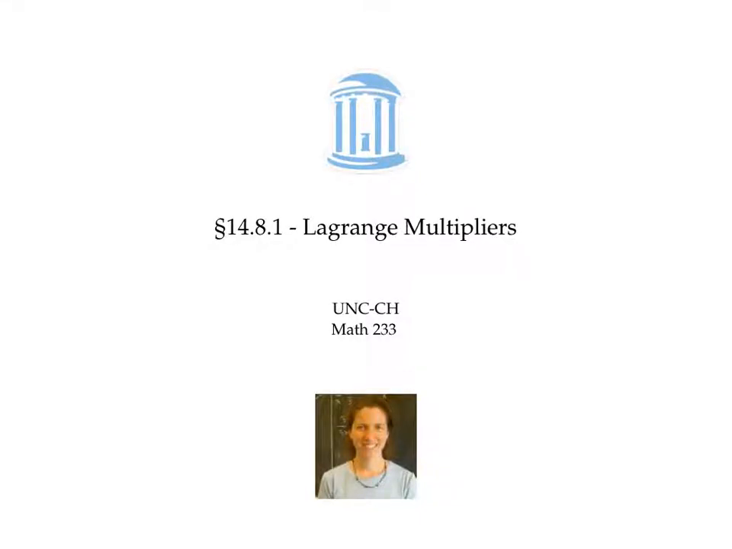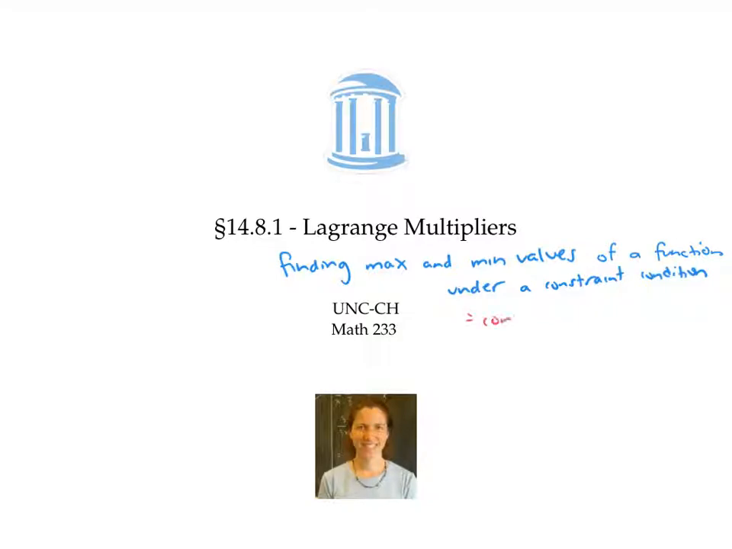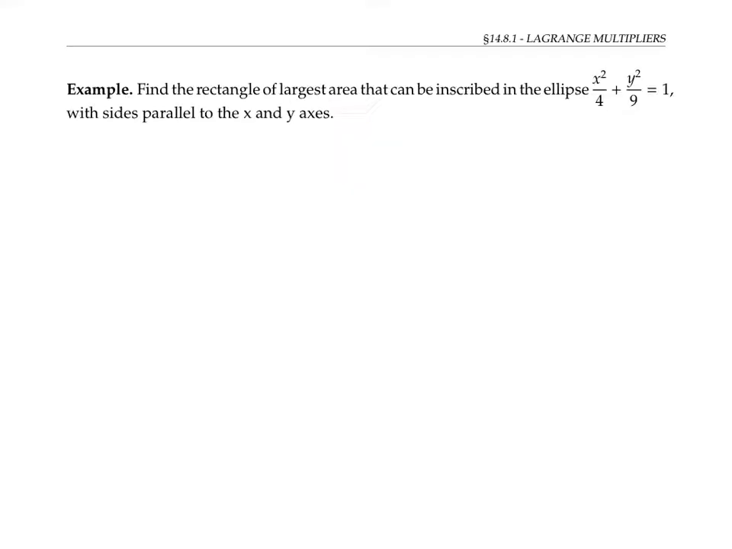Lagrange multipliers are a handy way for finding maximum and minimum values of a function under a constraint condition. Sometimes this is called a method of constrained optimization. Let's start by looking at an example.